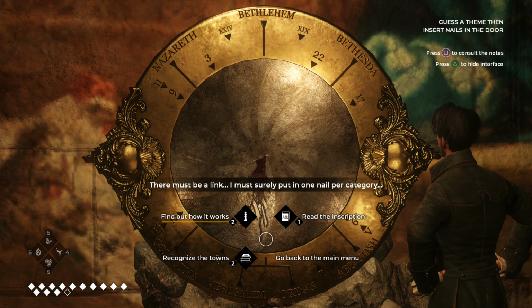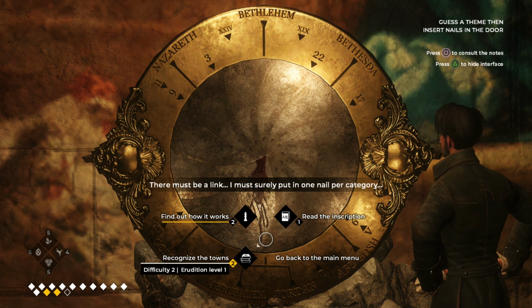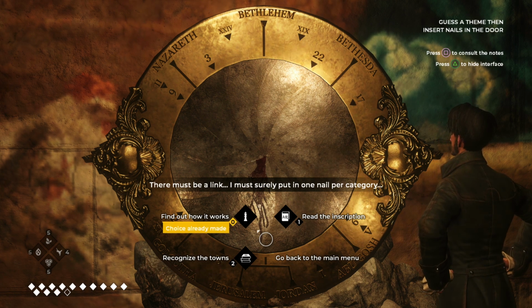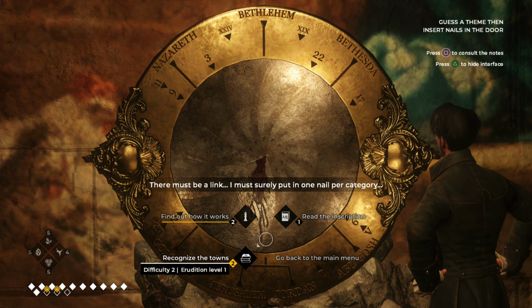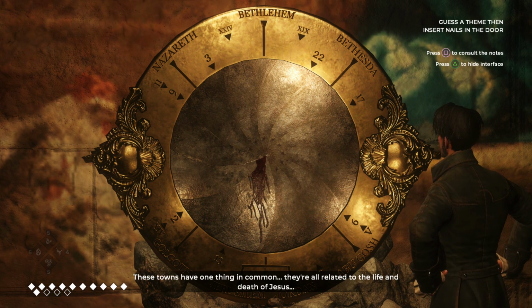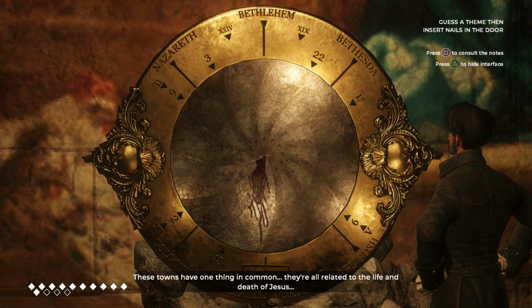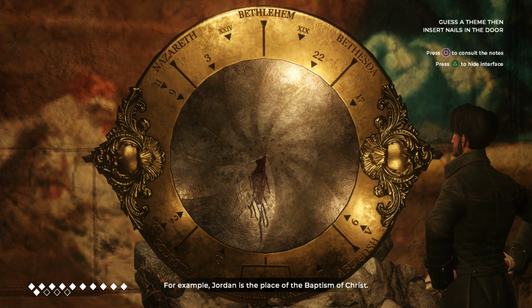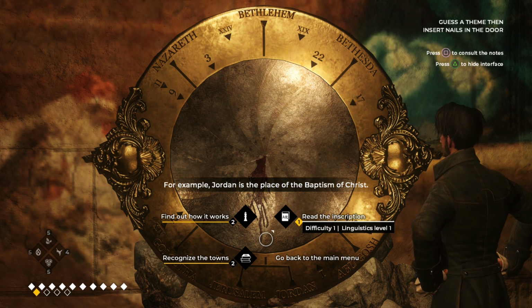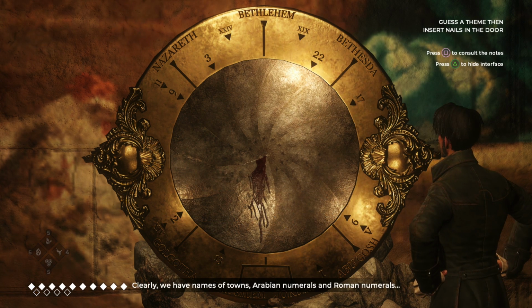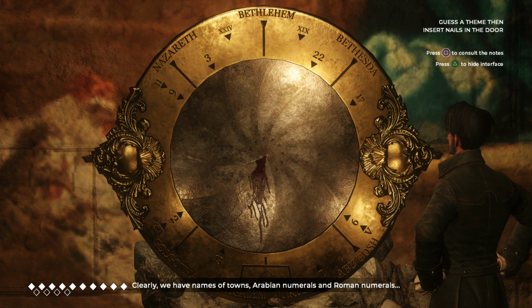Okay, so we have the towns, we have the chapters, and we have the verses. These towns have one thing in common. They're all related to the life and death of Jesus. For example, Jordan is the place of the baptism of Christ. So if it's all baptism, then we would go with that. Clearly, we have names of towns, Arabian numerals, and Roman numerals.